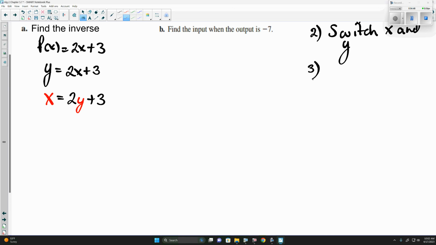Any questions on steps 1 and 2? Why do we switch x and y? Because for the inverse we flip the domain and range.